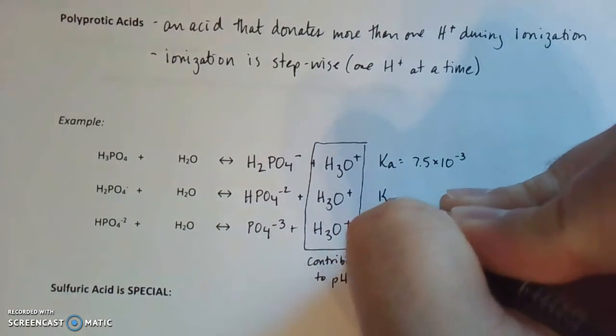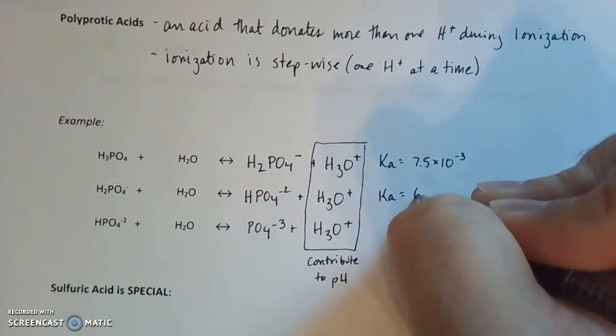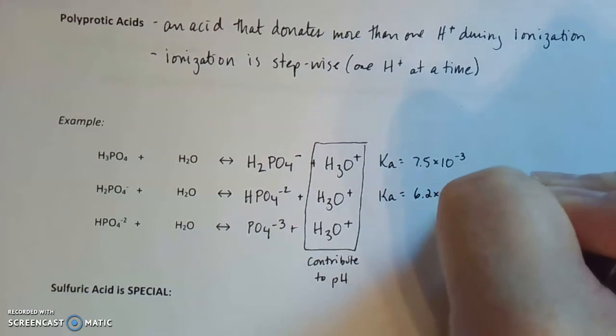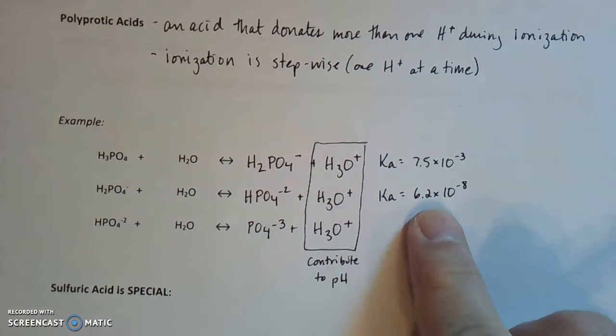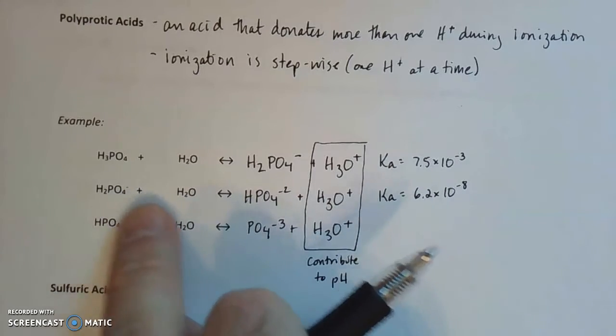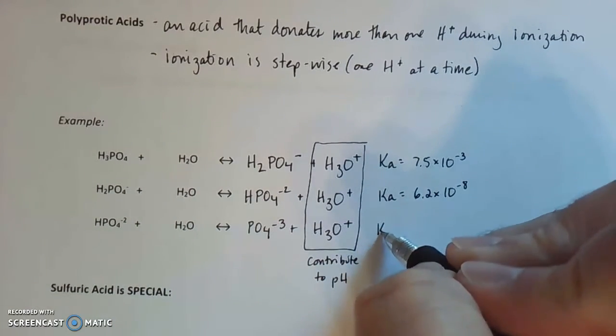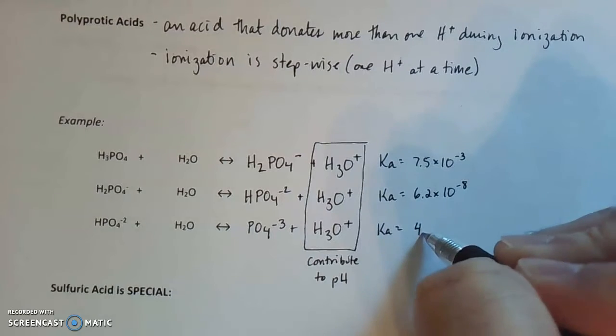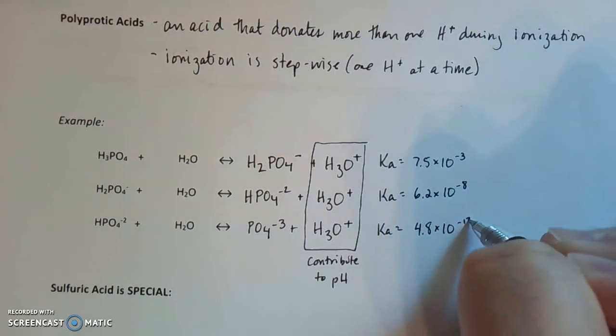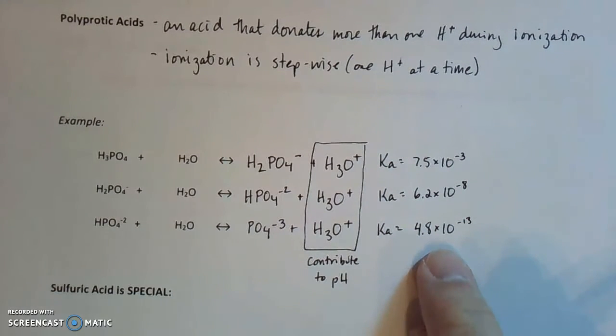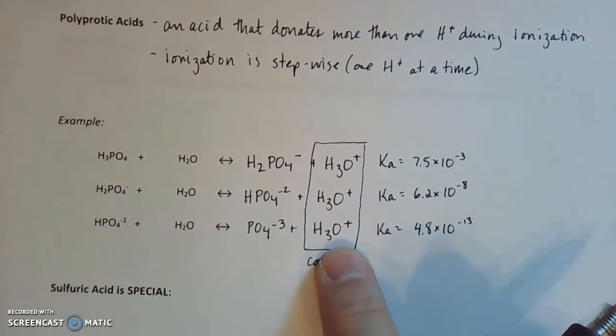But when we get to the Ka of the second step, 6.2 times 10 to the minus 8, that's such a small number. Hardly any of this breaks down, but it does break down. And then our last Ka is 4.8 times 10 to the minus 13th, which is so small that virtually no H3O plus is added in.